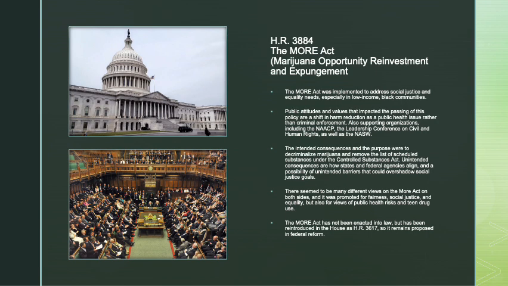Also supporting organizations including the NAACP, the Leadership Conference on Civil and Human Rights, as well as the NASW. And then the intended consequences and the purpose were to decriminalize marijuana and remove the list of scheduled substances under the Controlled Substances Act. Unintended consequences are how states and federal agencies align, and a possibility of unintended barriers that could overshadow social justice goals.